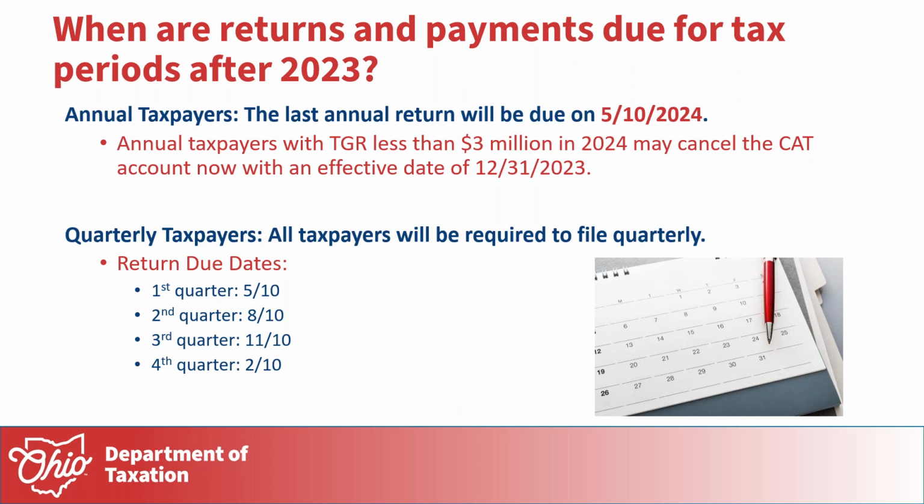The quarterly deadlines are listed here. So quarter one, we have a May 10th. Quarter two is August 10th. Quarter three is November 10th. And then that last quarter four is February 10th. For this year in 2024, that quarter four return is actually due on February 12th, since that due date falls on the weekend. So for the annual taxpayers, the due date is on May 10th. And keep in mind, annual taxpayers with taxable gross receipts of less than the $3 million in 24, you can cancel your account now, again, with the effective date of 12/31/2023.